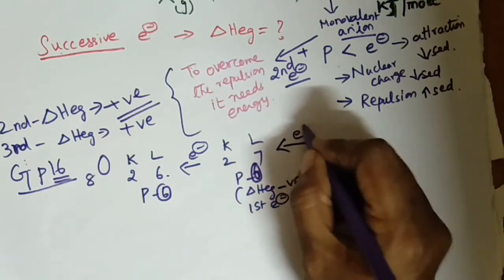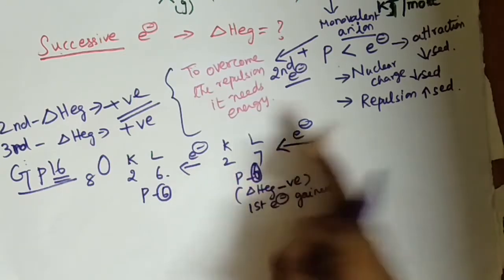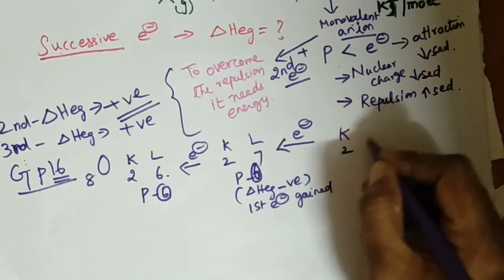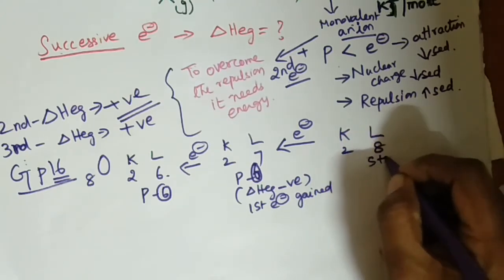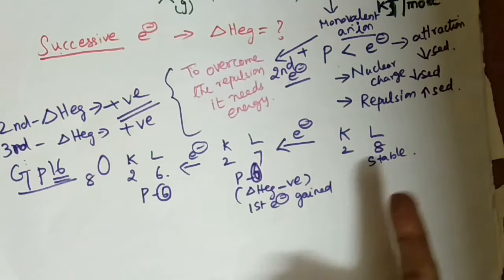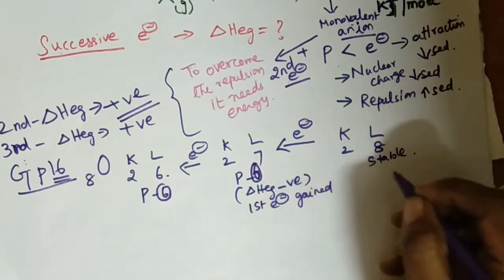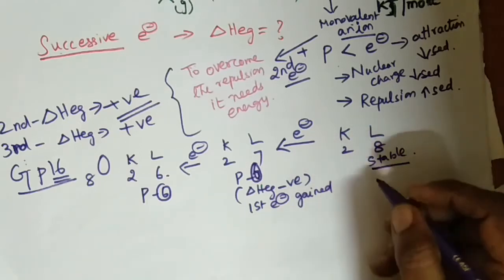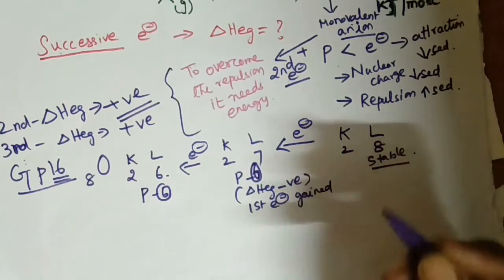So I am writing it this way, with an arrow mark on the other side. It needs 1 more electron to become K is equal to 2 and L is equal to 8. In that case only it becomes stable. Now if 8 electrons come into the L shell, then it becomes stable. We know that, isn't it? So it needs 1 more electron to become stable.